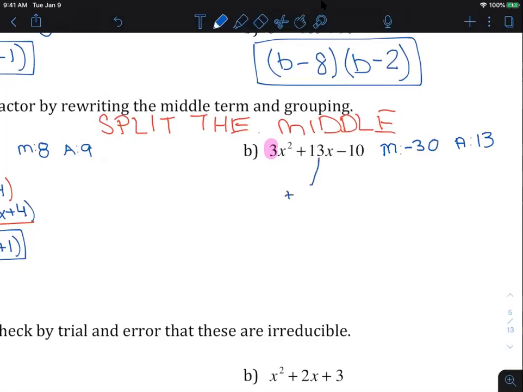So we're going to have a positive 15x minus 2x. So I split the middle. I still bring down the last term, minus 10. I still bring down the first term.